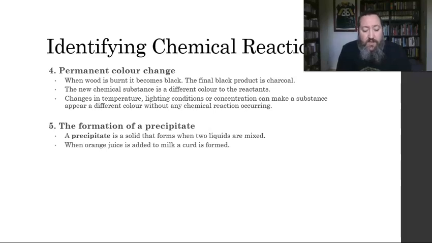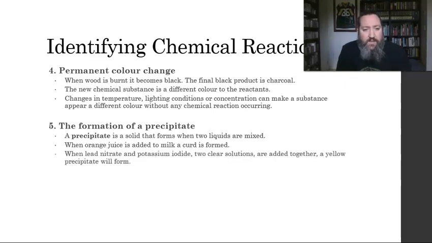Something that you can actually do in your own home: if you were to add orange or lemon juice into milk, it will curdle and create a solid out of that milk. Something that we would do in the lab: lead nitrate and potassium iodide will turn yellow, and a yellow powder will actually drop out. So a solid there.